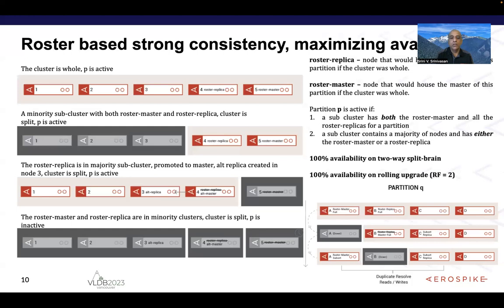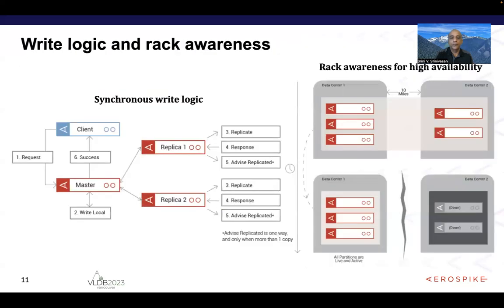So the high performance of Aerospike enables us to implement algorithms like the roster-based strong consistency algorithm, and this enables us to provide higher availability during normal network events. Write logic is fairly straightforward. I've already talked about how writes have to be written everywhere. So the client writes to the master, and the master will in parallel write to all the replicas. And when all the replicas are written, the master commits the transaction, the client gets notified, and then everything moves forward.